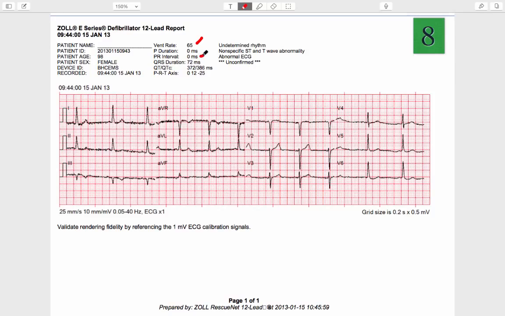The machine can't read any P waves either. There's no extra beats. But that may be atrial fib underneath all that. At any rate, QRS is okay, and the QTC is okay. So other than the possibility of atrial fib, it's a relatively normal EKG.